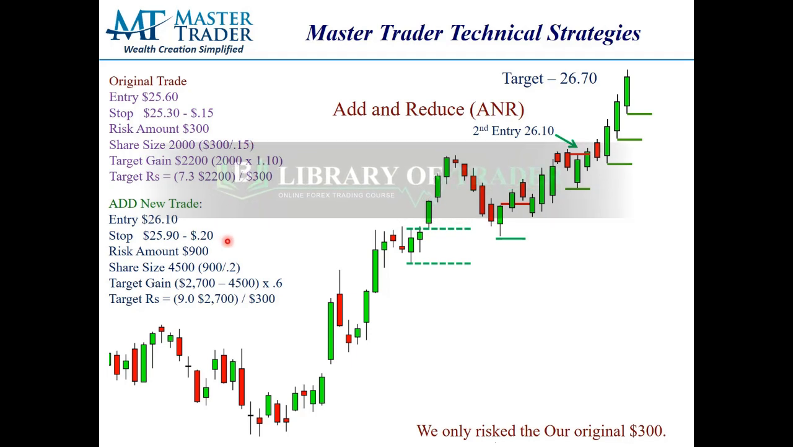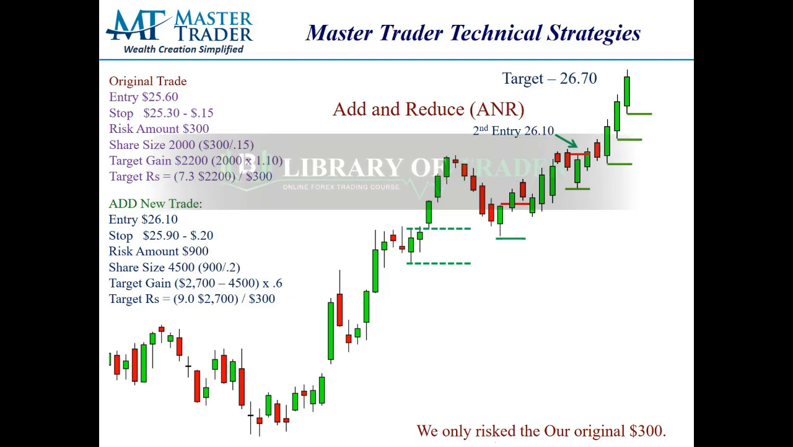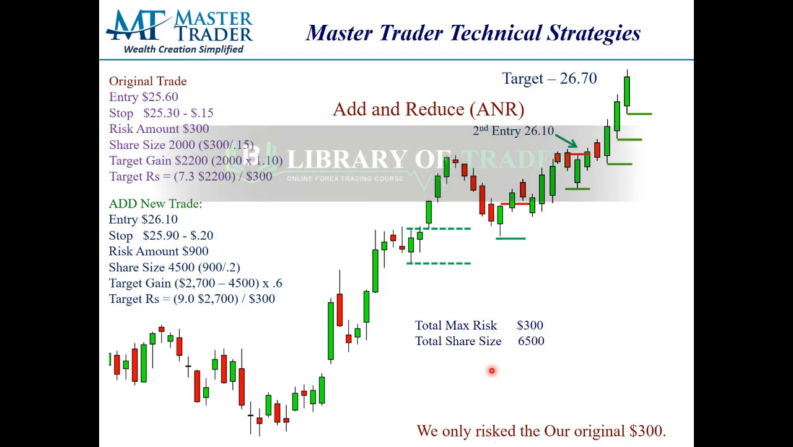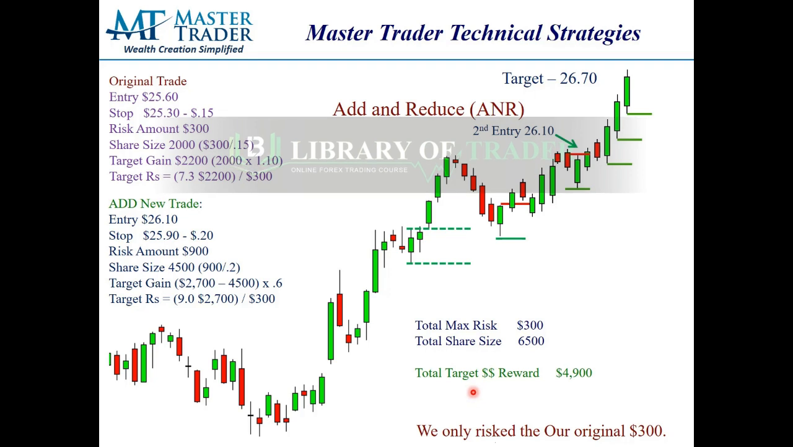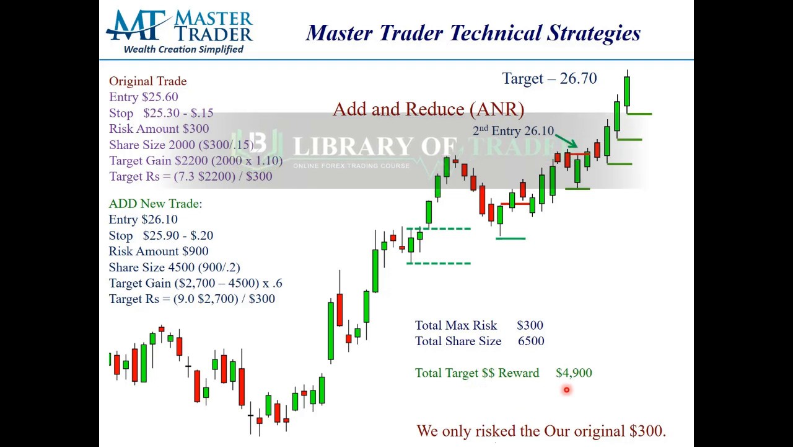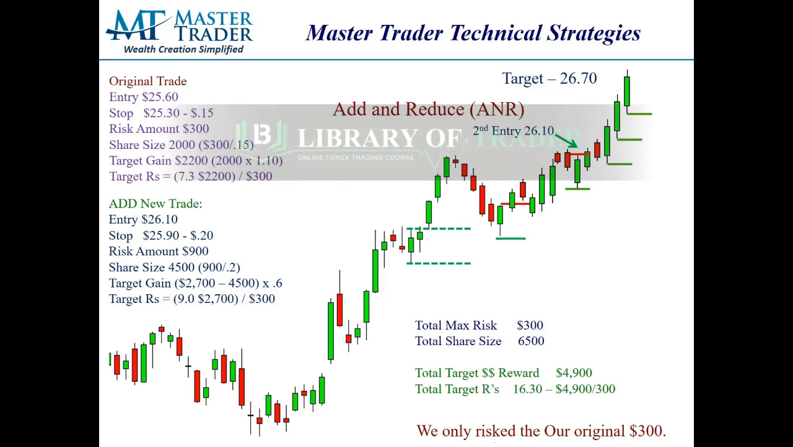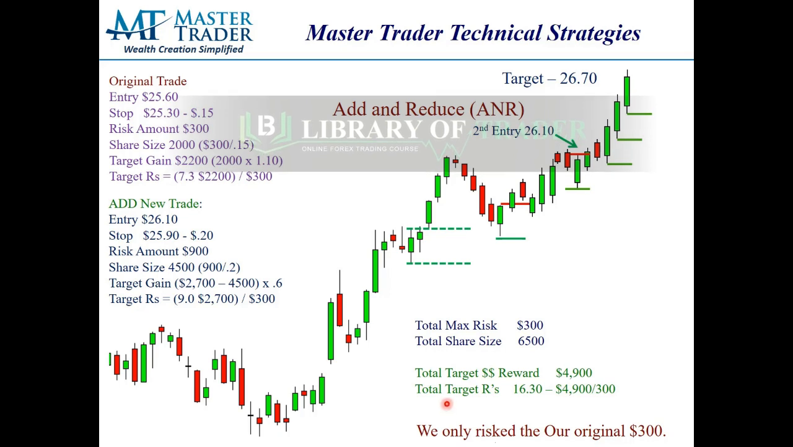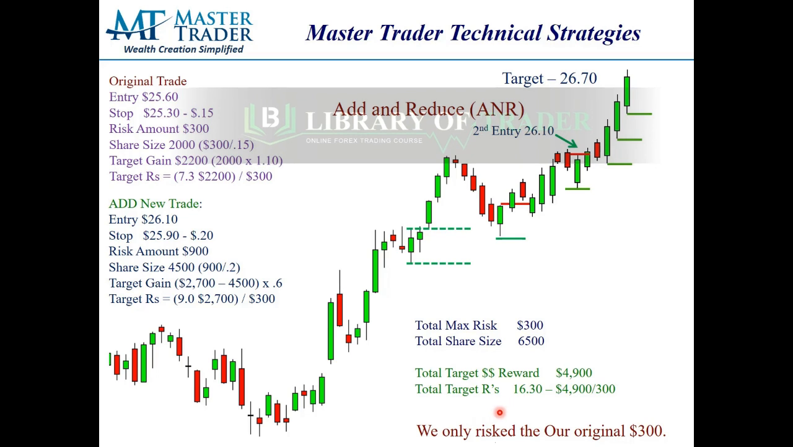This was the new trade that we added with our 4,500 shares. And our max risk was still only $300. Total shares now was 6,500. Total reward to the target, now it's $4,900. And we still only risked $300 of our own money. You see how this add and reduce concept can increase your profits exponentially?